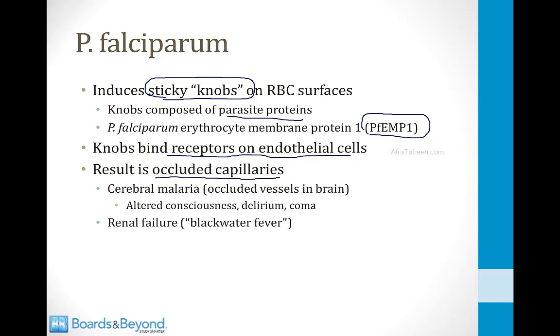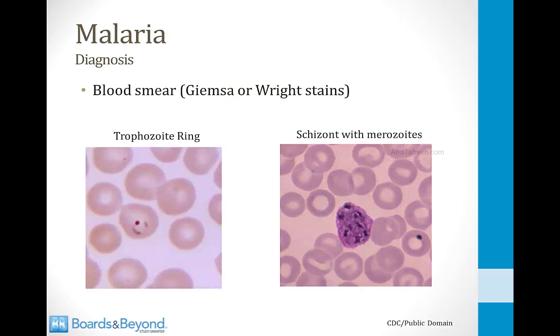This can lead to cerebral malaria. When you get occluded vessels in the brain, you can get altered consciousness and delirium and coma. And it can lead to renal failure, and this is how Plasmodium falciparum causes black water fever that I described before. The way you diagnose malaria is from a blood smear, and it's high yield to remember that you use the Giemsa or Wright stains.